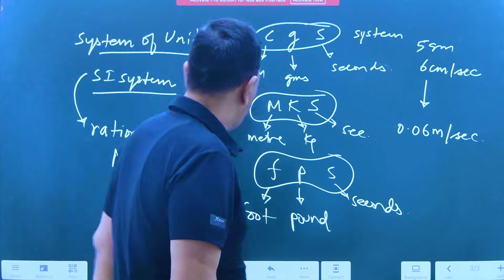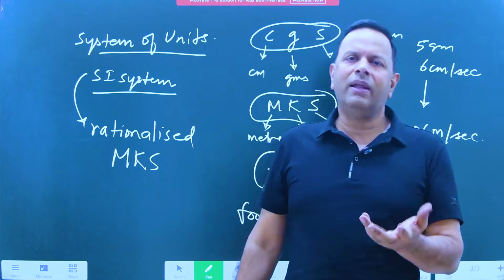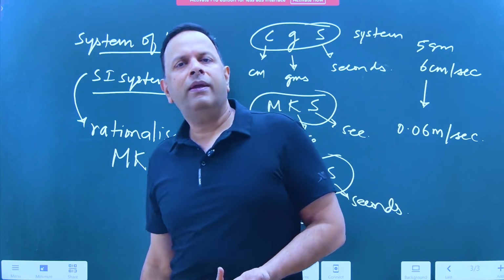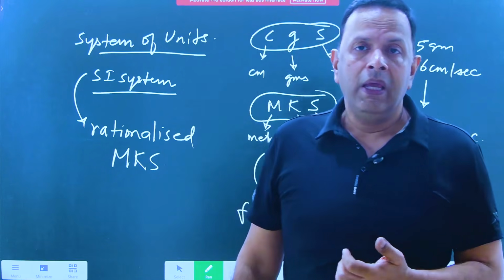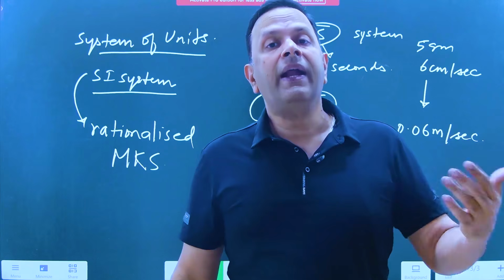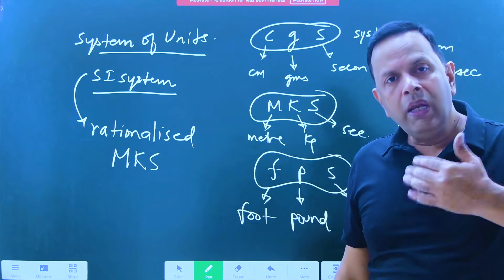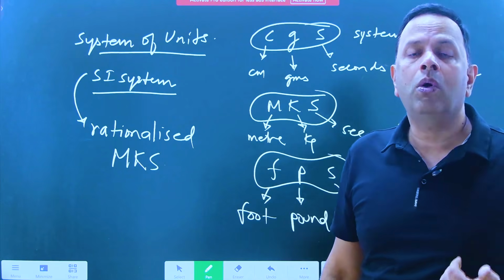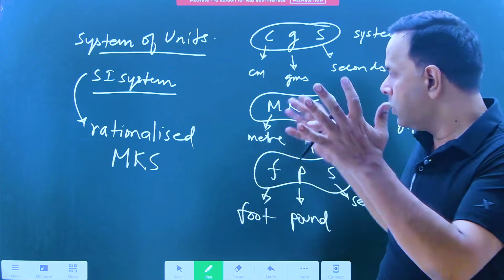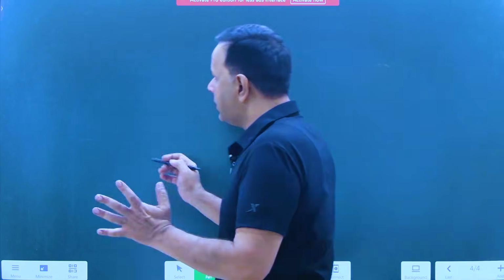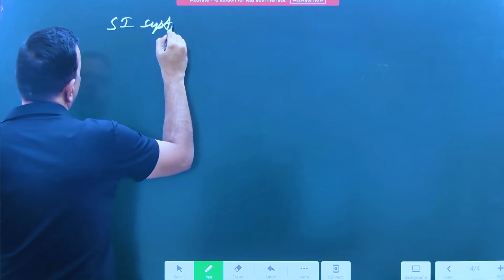We say that SI system is a rationalized MKS. Now, for rationalized, you can take it like some updated version, some new version of MKS in which only something was being added. Nothing was being changed from their prior values. Only 4 new physical quantities were being added and they were accepted like the fundamental quantities. So today, globally, this SI system is followed.